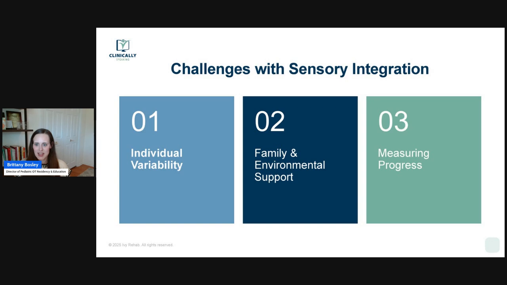Heading into the second challenge, sensory integration doesn't occur in a vacuum. Families, schools, and environments play a significant role in the success of OT and sensory integration. So it can be a big challenge if families or caregivers aren't adequately educated or involved in the therapy process.